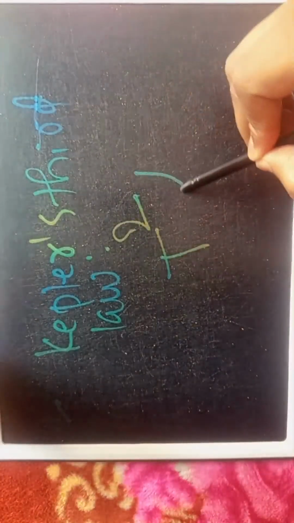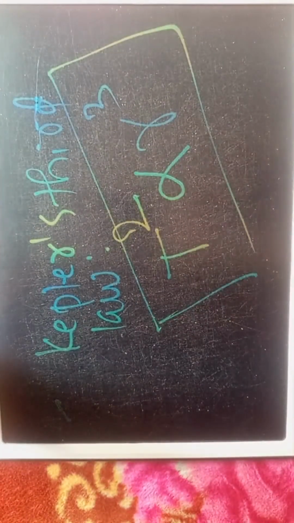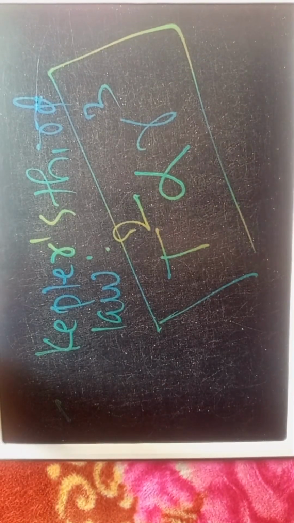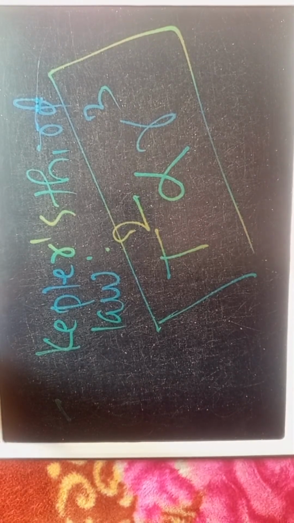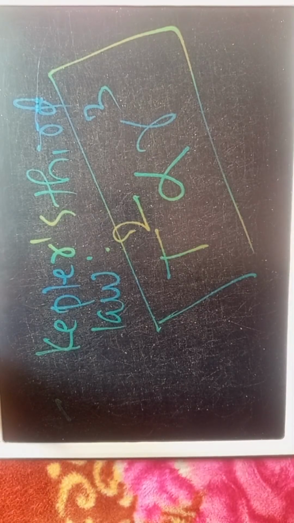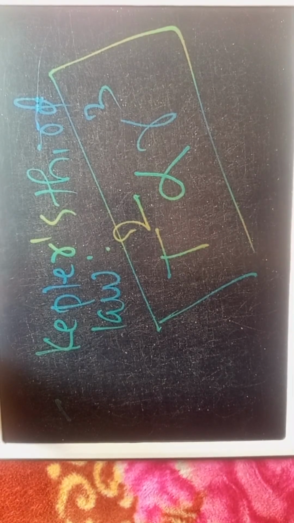Another is Kepler's third law. You have to know this. Simple: T square is directly proportional to r power 3. This is Kepler's third law.